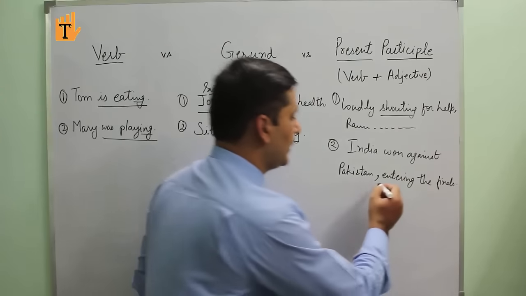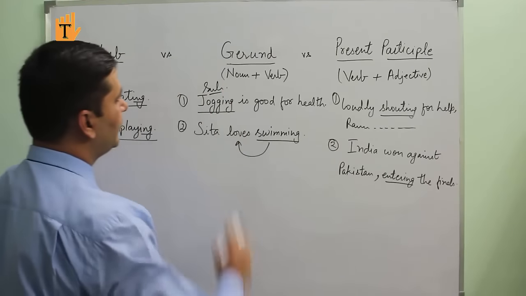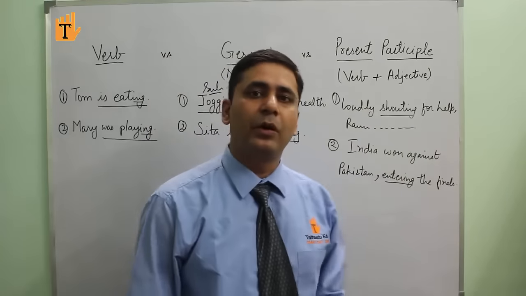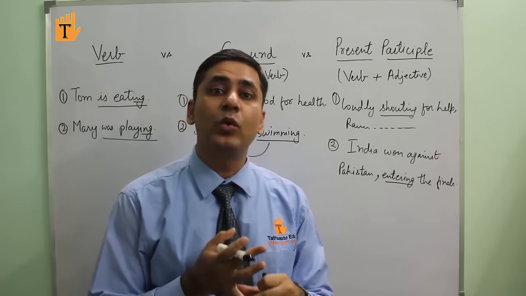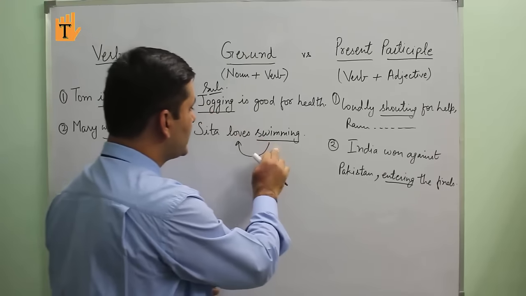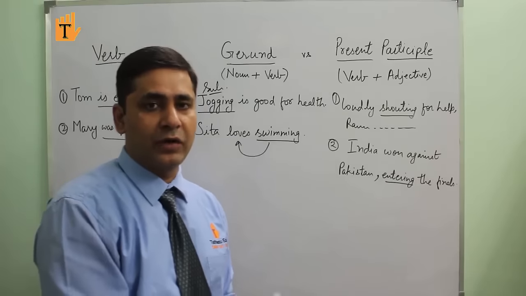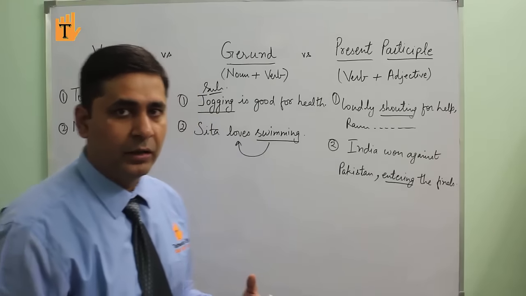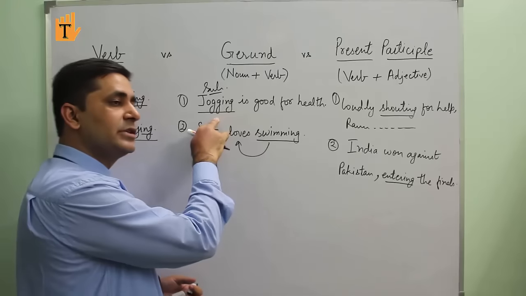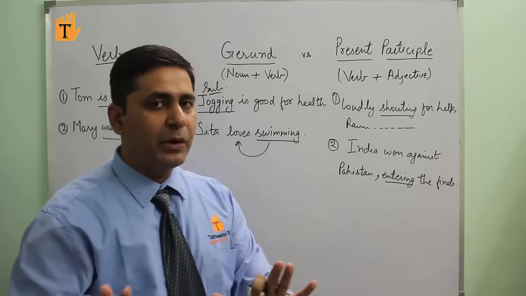I've already mentioned that verb, gerund and present participle all end with ing. So how to identify them? Here I have helped you out by telling you that this is a gerund, this is also a gerund, and this is a present participle. But when you try to identify them yourself, you may get confused whether this is a present participle or a gerund. So there is a simple method for that.